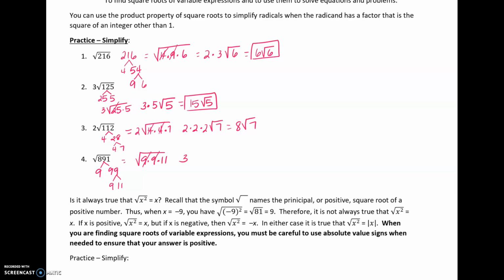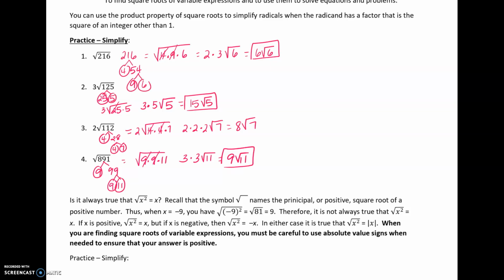9's a perfect square, it's 3. 9's a perfect square, it's 3. 11 is not, nor does it have any perfect square factors, so that's staying under the radical, and I get 9 square root of 11. Okay, these were the factors we ended up with. I'm just going to circle these because I didn't to begin with.